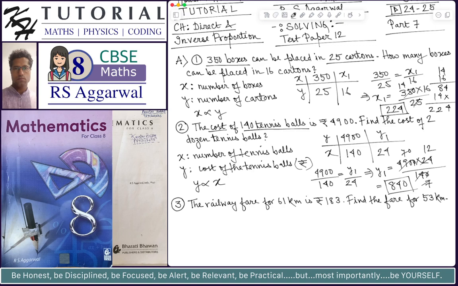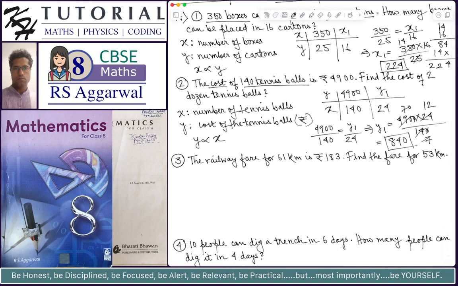Obviously, 140 tennis balls were costing rupees 4900. But 24 tennis balls, which is less than 140, should cost less than 4900, and hence our answer coming to be 840 is consistent. So our result is consistent. Always check whether your result is consistent or not based on the variation of the two quantities.